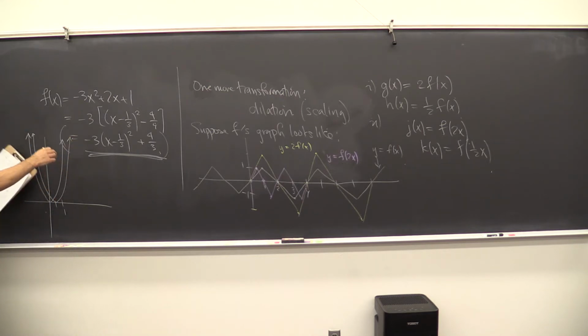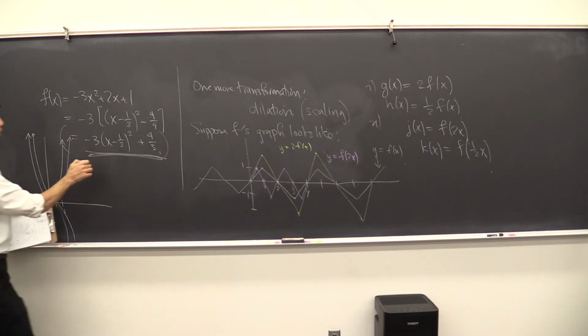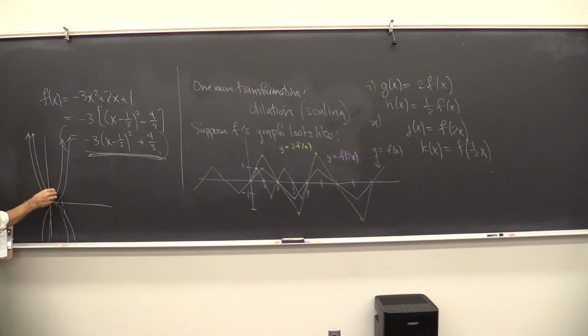And then it's multiplied by negative 3, so it's flipped over. That's multiplying by -1, and then you multiply it by 3, so it becomes a faster, skinnier version. And then you move it up by 4/3, and it's right here. This is 1, so it's 2/3. Okay, so you end up with this skinny parabola going downwards like that. Okay, is that all right?